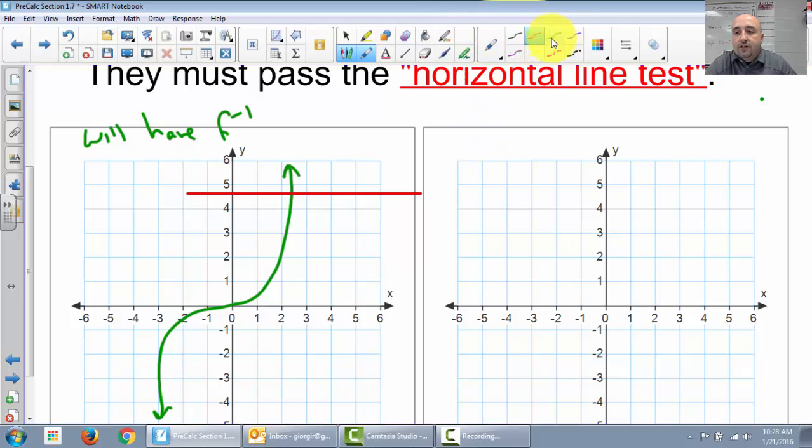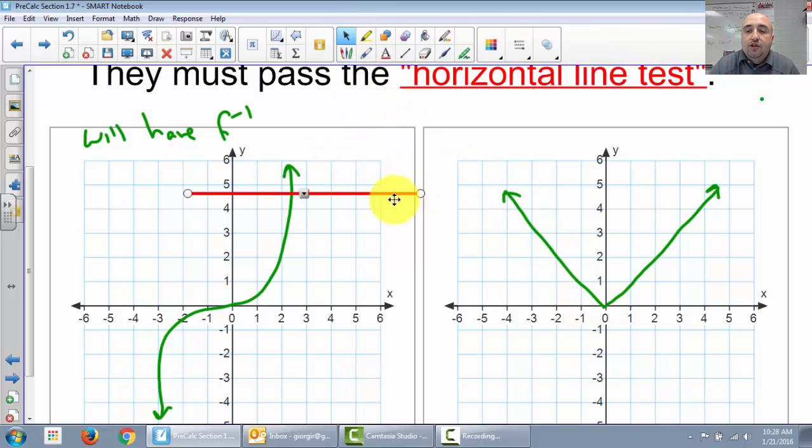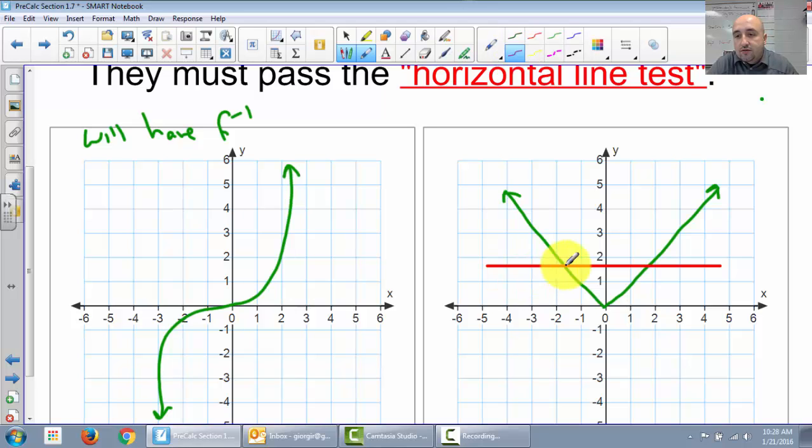All right, now let me show you an example of one that will not. Let me draw an absolute value graph. Absolute value graphs are V's. Now, does a V pass the horizontal line test? If you can see right here, this graph is going to cross this red horizontal line twice. So this will not have an inverse function.